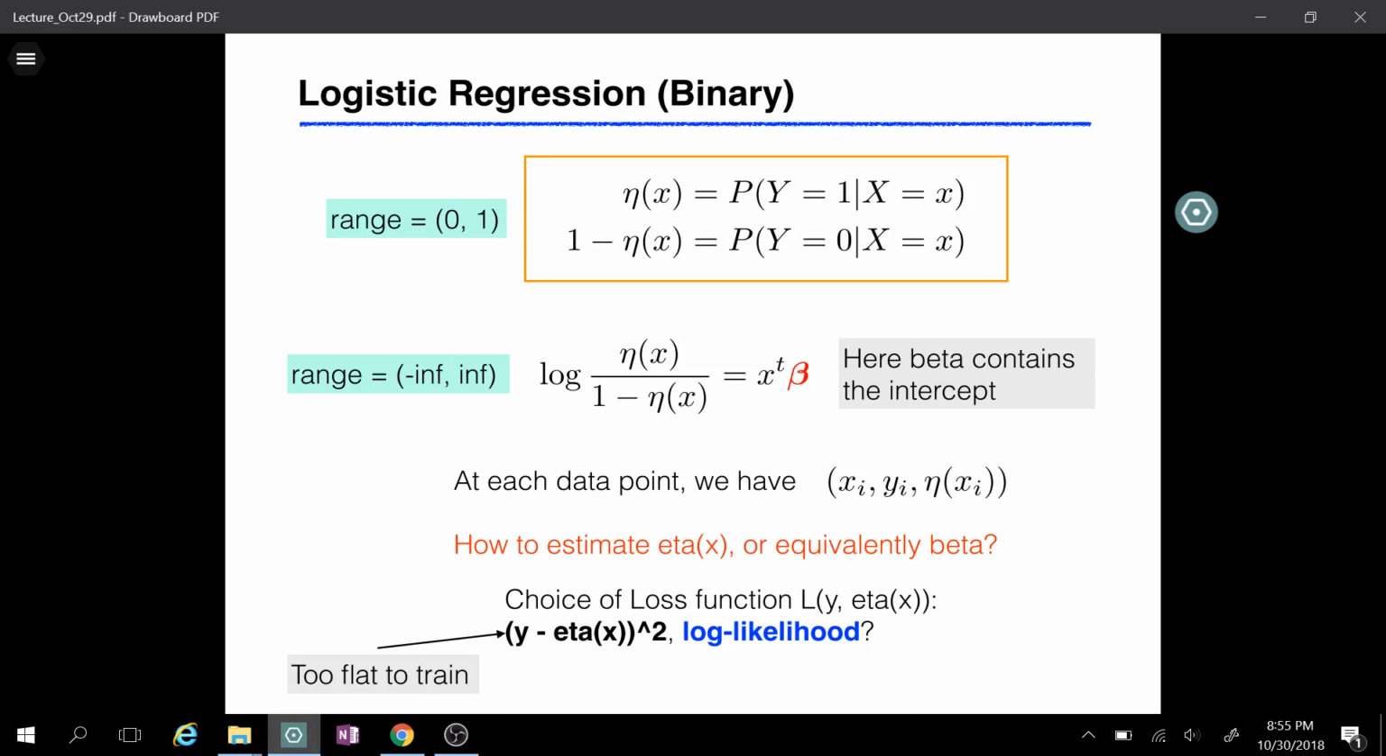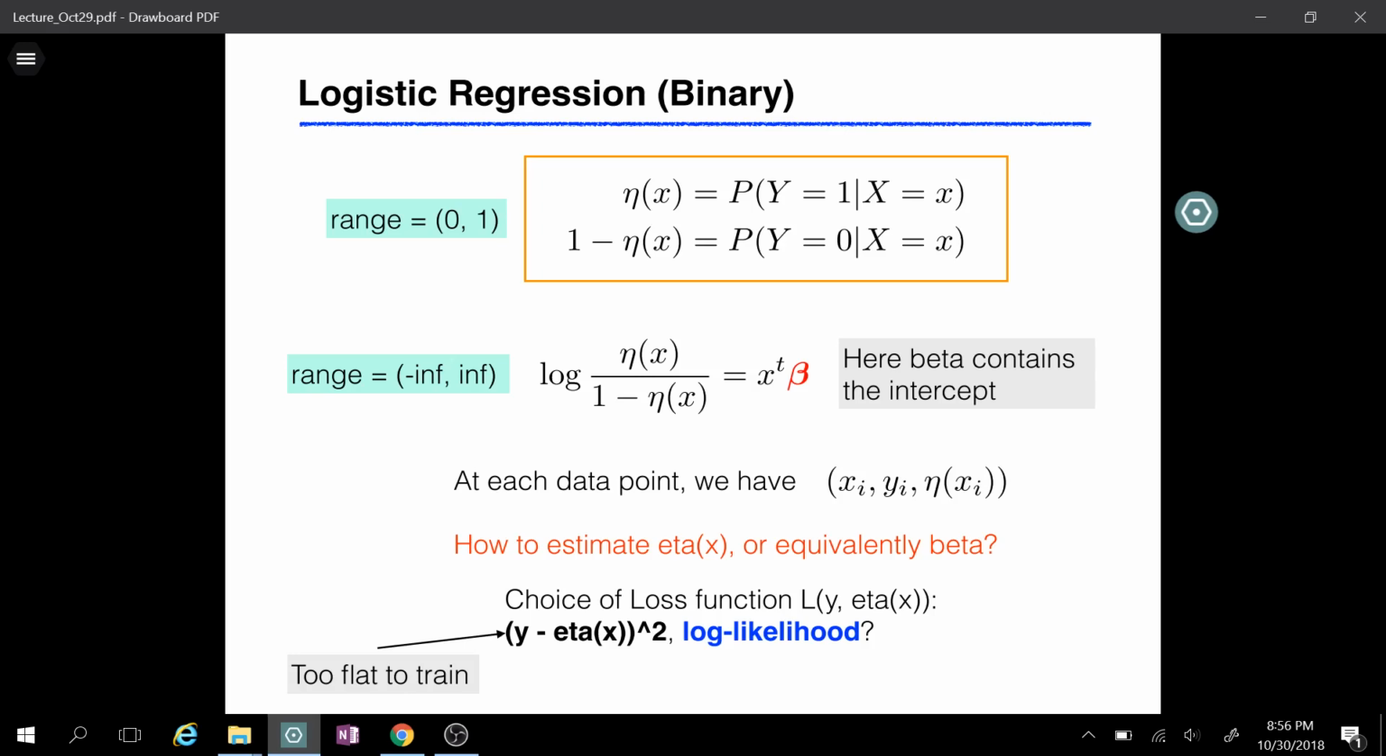In logistic regression, let's focus on the binary case. We're going to directly estimate the conditional probability of y equal to 1 given x. Let's denote that probability by eta(x). And of course, the probability of y equal to 0 given x will be 1 minus eta(x). So eta(x) is a number between 0 and 1.